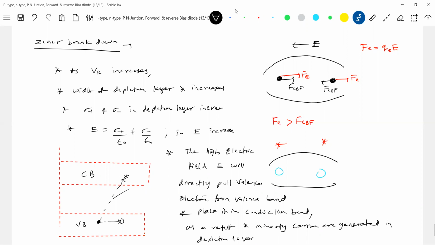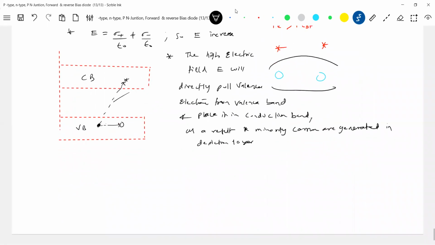Next question comes, which will occur first? You have to ask the question: avalanche breakdown or Zener breakdown? In an ordinary diode, both will occur. For a Zener diode, what happens? They'll be designed in such a way that one occurs after the other. So I'll give the graph.